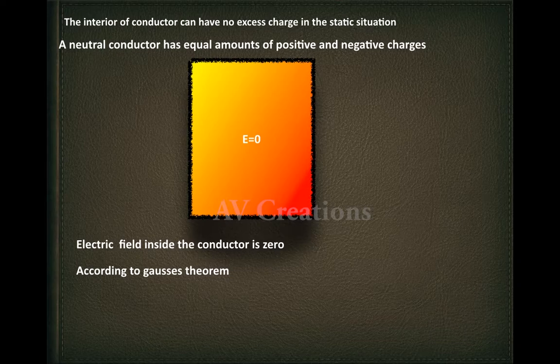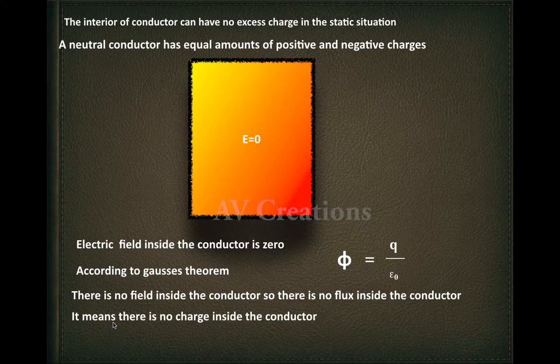According to Gauss's theorem, we have the equation phi is equal to q upon epsilon 0. Since there is no electric field inside the conductor, there won't be any flux. If the flux is 0, then the charge will be 0, as we can see from this equation. There is no field inside the conductor, so there is no flux inside it. It means there is no charge inside the conductor. All the charge will be distributed on the surface of the conductor.